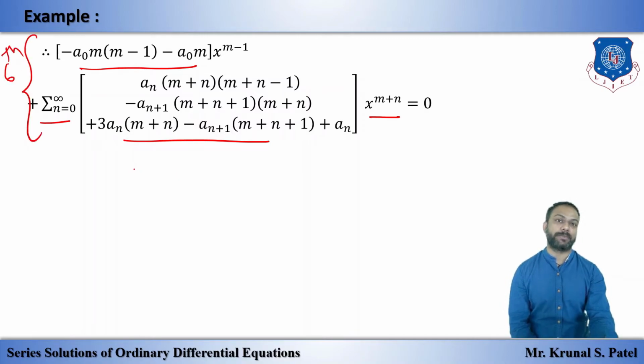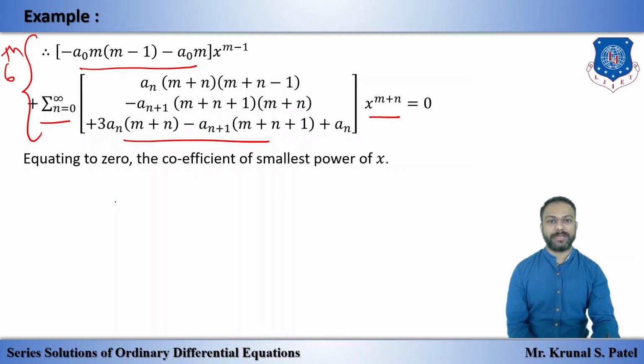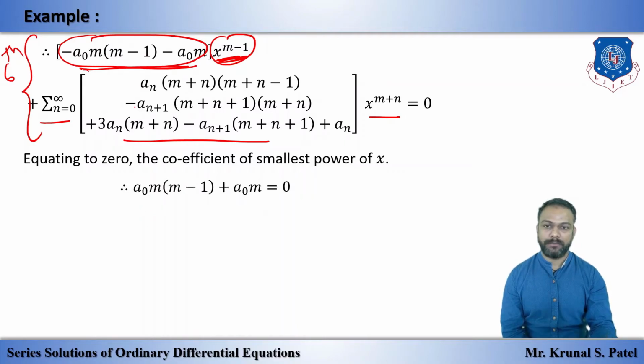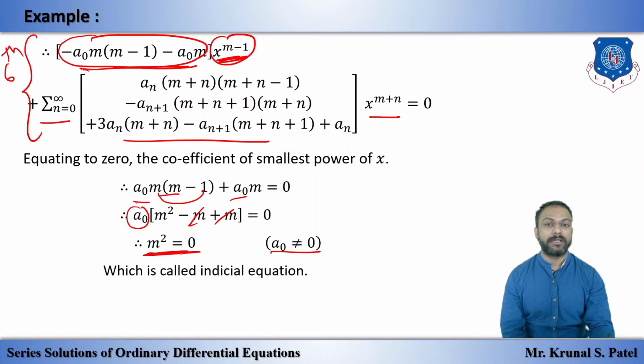After that, the seventh step is equating to 0 the coefficient of the smallest power of x. As I told, this is the Frobenius method. In the Frobenius method we will just equate to 0 the first coefficient of the smallest power of x. So this is the only smallest power of x, so we will equate this equal to 0, and we can take minus a0 common. Minus common, so minus is equal to 0, that means this plus. Now we take a0 common, so we have m square plus m minus m, the m cancels out, so we have m square equal to 0, because a0 cannot be 0, otherwise the entire solution becomes 0. That's why. So this is our indicial equation, and we will solve this.